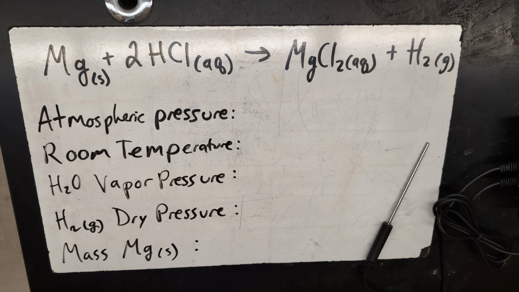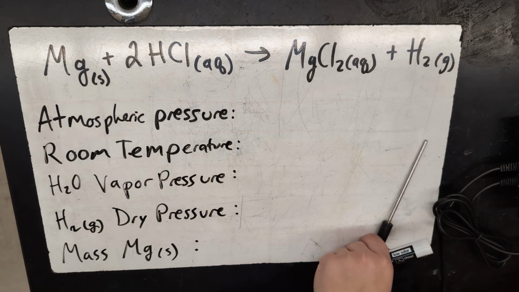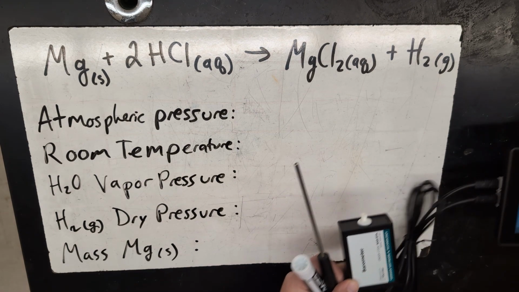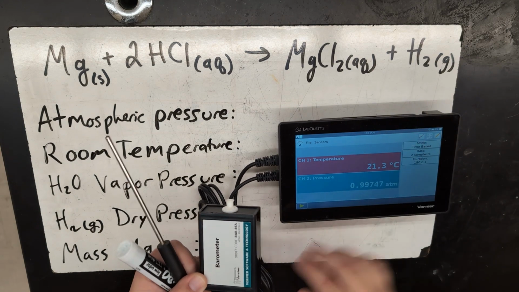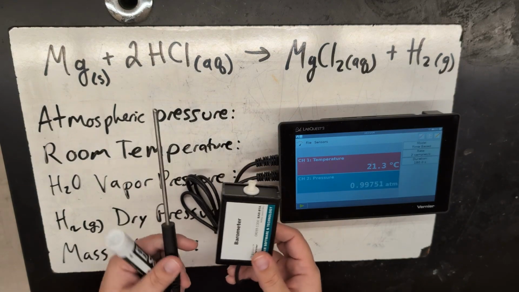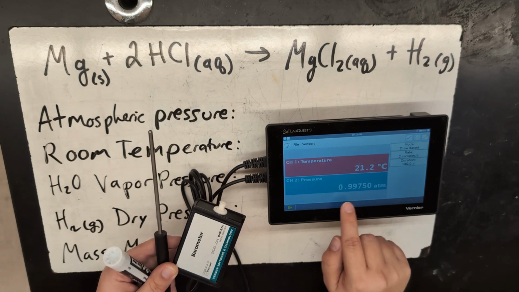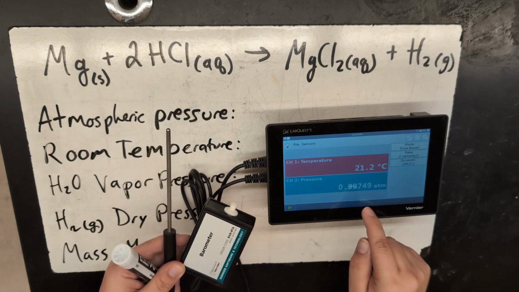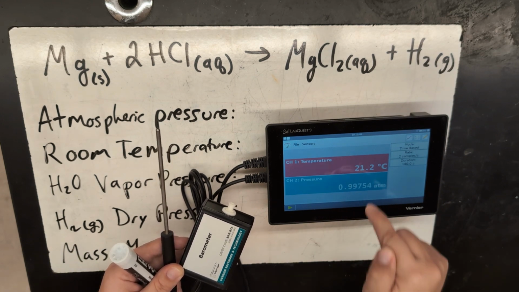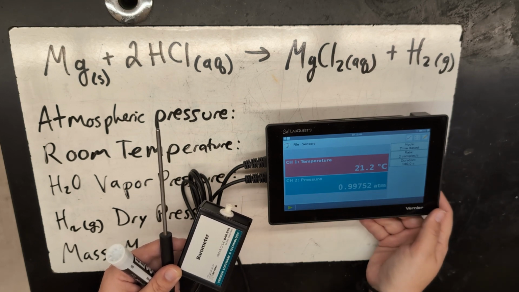I'll collect the atmospheric pressure or the room pressure and the room temperature. I like to use this as an opportunity to introduce students to some of the probes that we have. So I have the LabQuest 3 here with a barometer and a temperature probe. So our atmospheric pressure is 0.997 atm and temperature is 21.2 degrees Celsius.